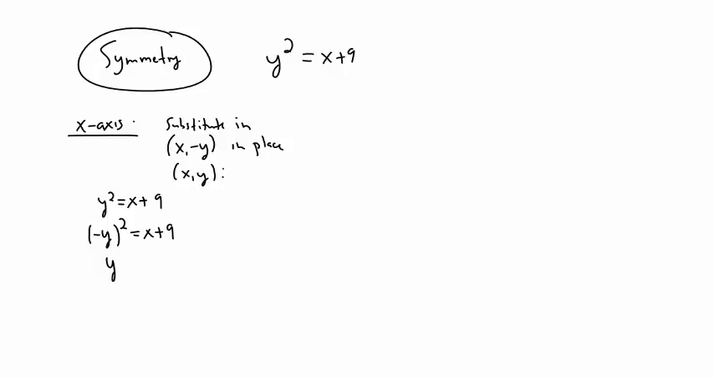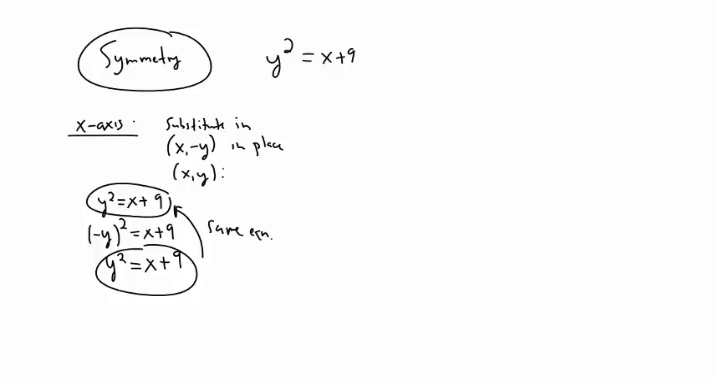And this equation is equivalent to y squared on the right equals x plus 9. So the resulting equation is the same as our original. So this does have symmetry about the x-axis.